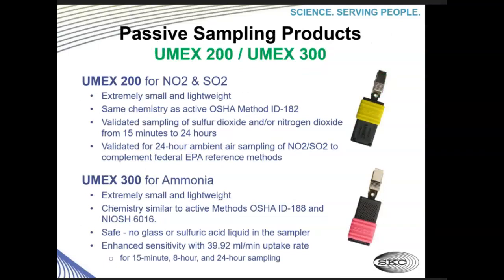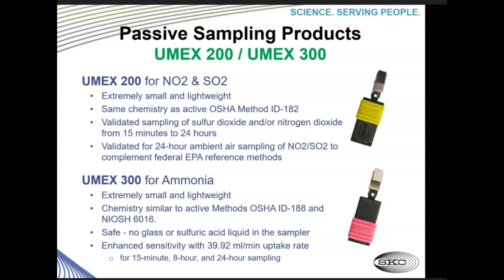In the UMEX line, we have two more here, the UMEX 200 for NO2 and SO2. Same design, same benefits. It is the same chemistry as the active OSHA method ID-182. And we have validated sampling of sulfur dioxide and nitrogen dioxide from 15 minutes to 24 hours, and validated for 24-hour ambient air sampling for NO2 and SO2 to complement federal EPA reference methods.